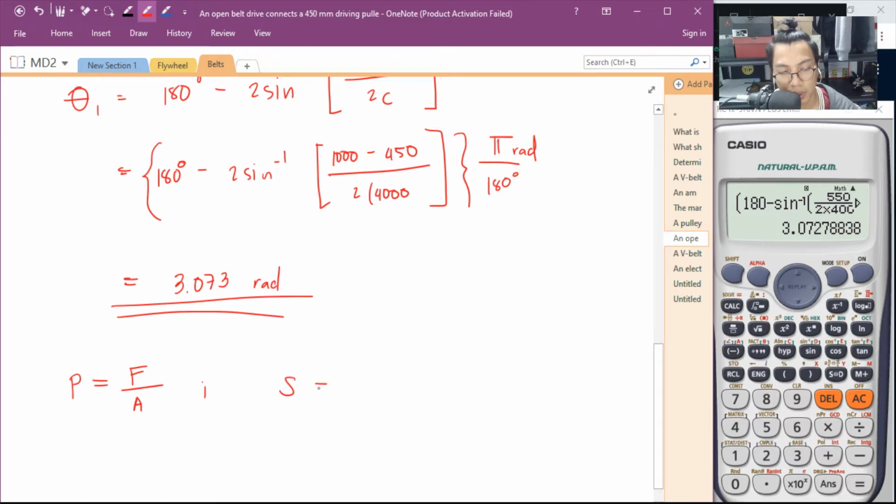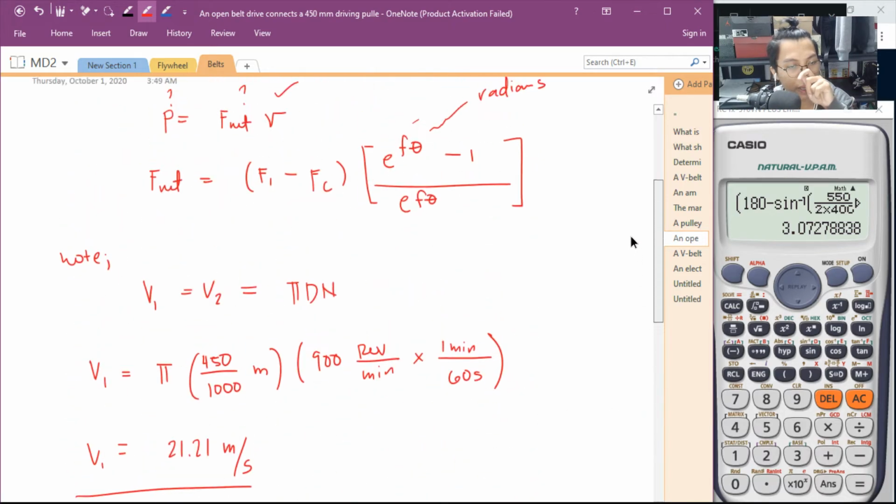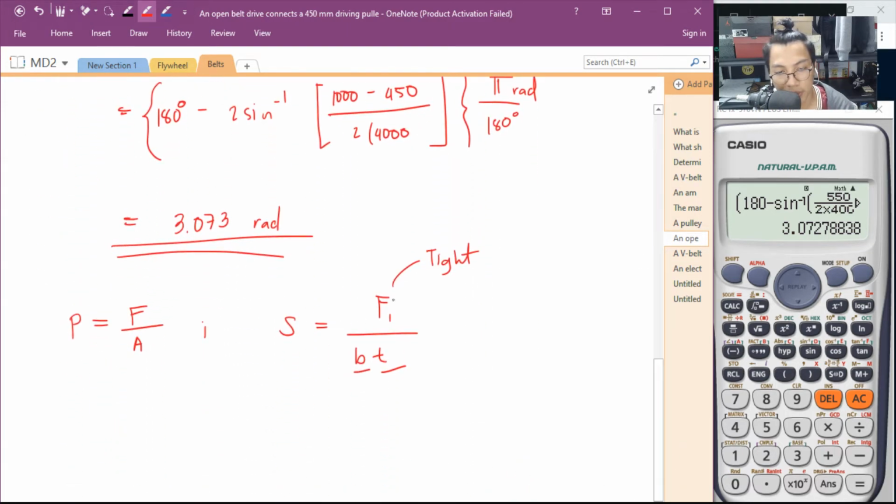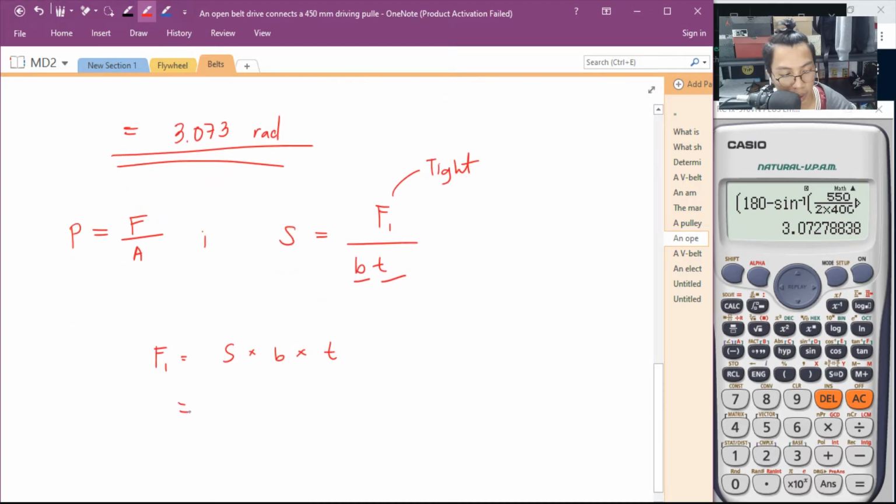And, meron naman tayo specific for belts. So, the stress that is induced for the flat belt is equal to F1 on the tight side divided by the B over T. Ano yung B? That is the width of the belt and the thickness of the belt. Given po ba yan? Okay, meron kang, ayun, thickness and then width. So, masosolve natin sa F1. Therefore, F1 is equal to S multiplied to B multiplied to T. Ano ba induced stress dyan? That is 1,500 kPa or kilonewton per meter squared.